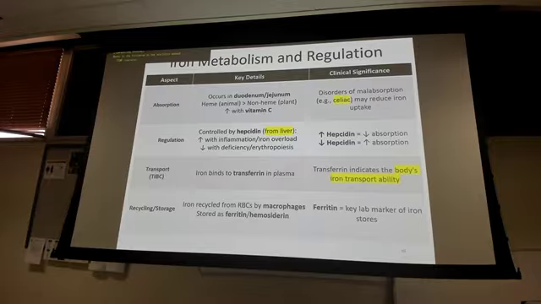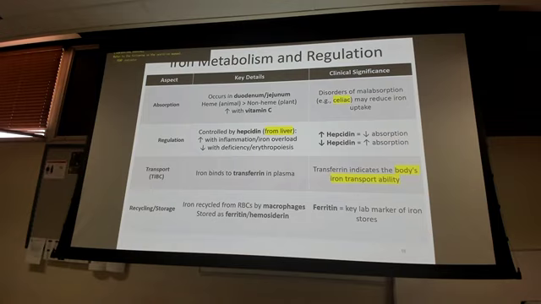So this is just a nice slide. It talks about iron metabolism regulation, right? So you absorb iron in the duodenum. It's regulated from the liver, and it's transported. Iron binds to transferrin, right? It rides that transferrin, goes into the liver, comes back out as iron, and gets recycled back by macrophages. But this is important though. Ferritin is a key lab marker of iron stores, so that is actually important.